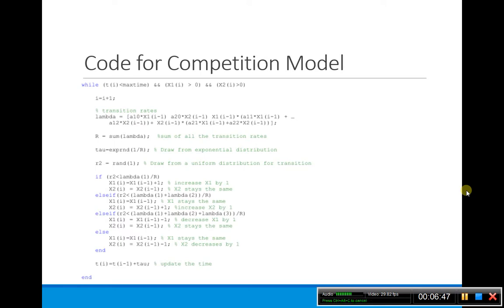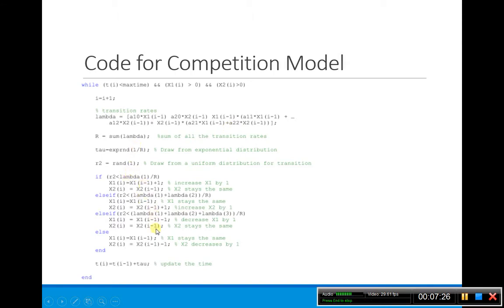Okay, so the main bulk of the competition model, this is what is on D2L. Basically we keep going until one of our populations goes to 0. Here we have several different rates of what can happen, and our R is the sum of all those rates. Take a draw from an exponential distribution to figure out the time that we're going to increase. Here we draw from a uniform distribution in order to figure out which one of these transitions happen. And then we go transition one by one.